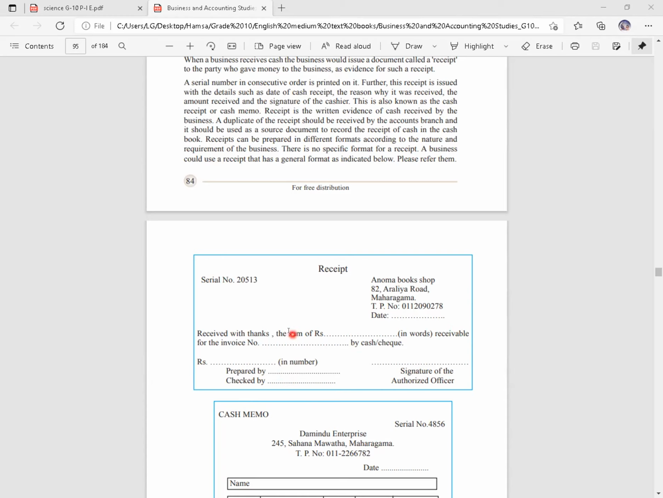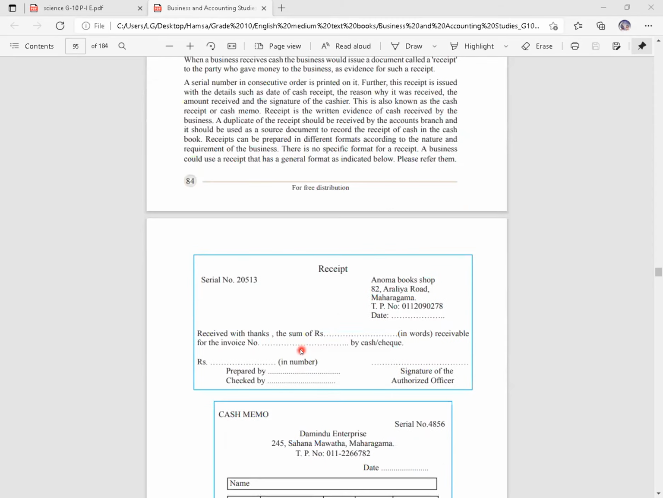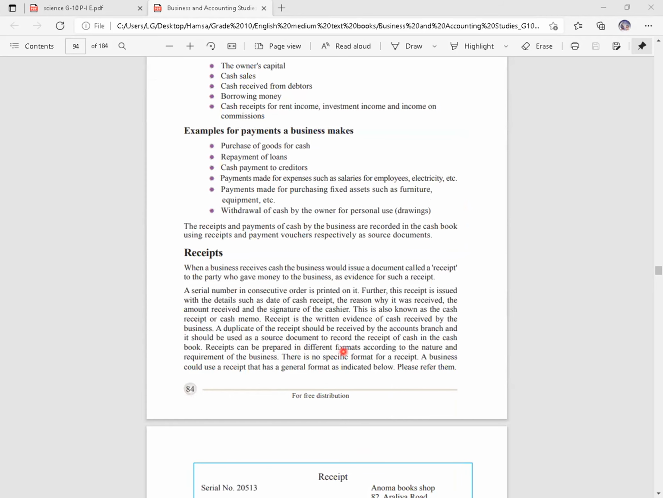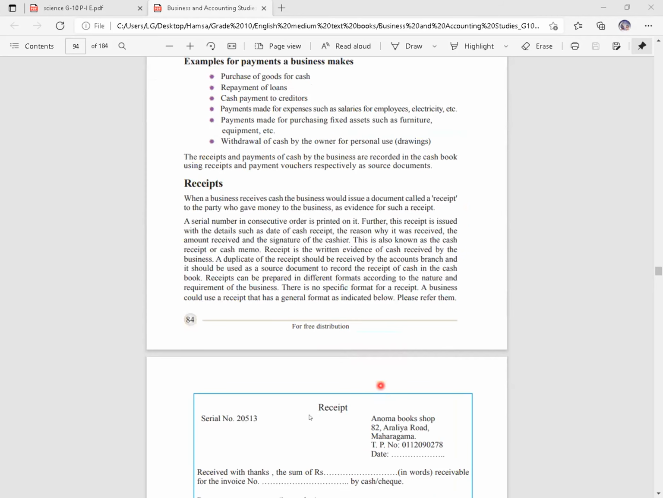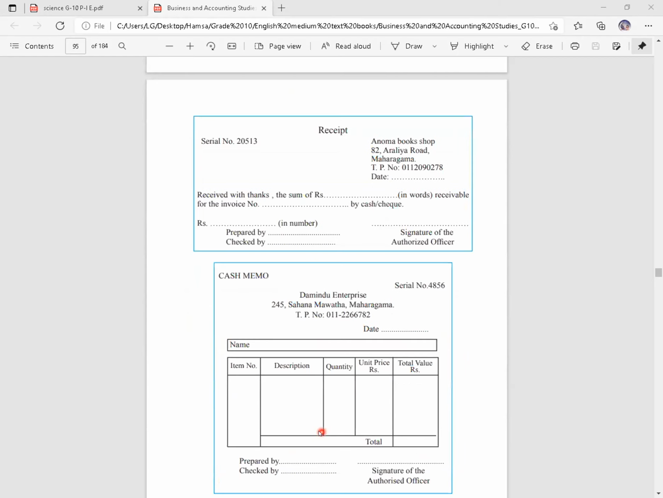The receipt with thanks, all the sentences might be changed according to the business. Sometimes they will make it like this. This kind of cash memo can be made, right? So the format is not specific, but all the details should be there in the receipt. Then only you can enter it or refer to it in future. So understood this one. This is an example for a receipt.